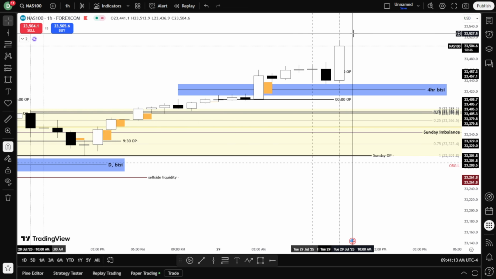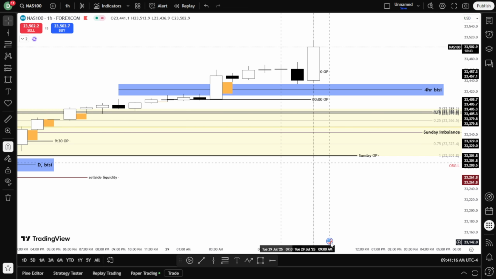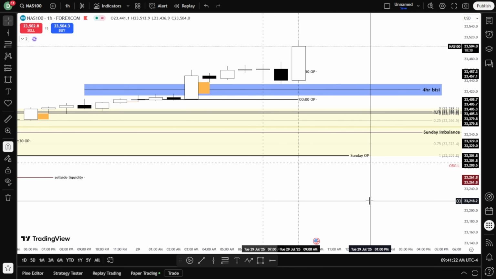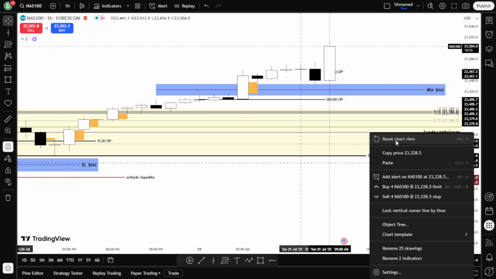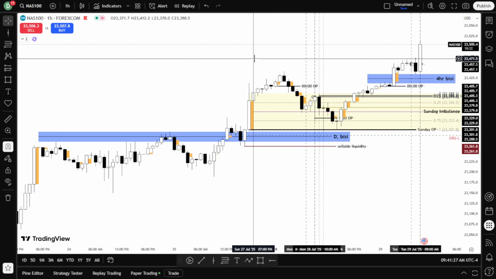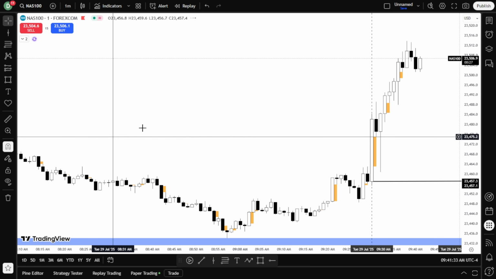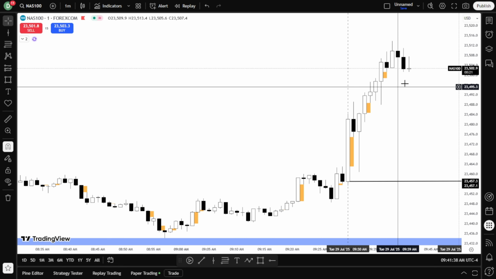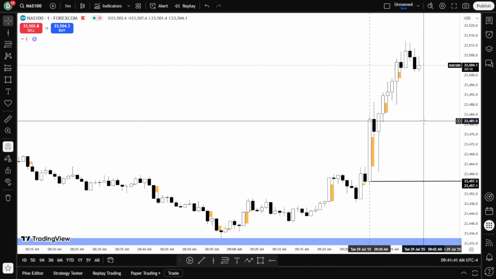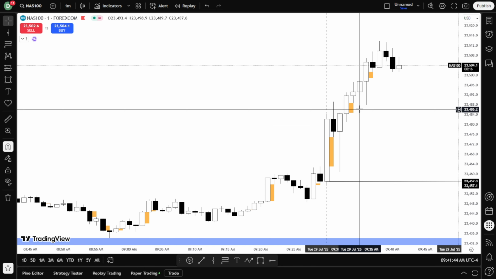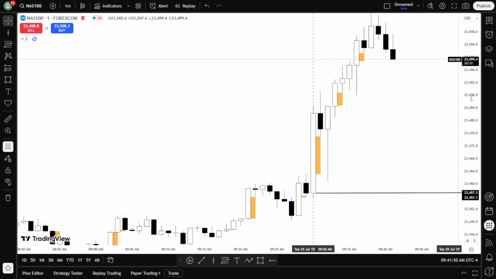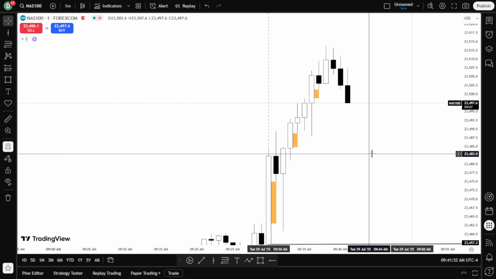We have high impact news at 10 today. That's JOLTS job openings. Let's see how they can manipulate at that time. Let's see, guys.